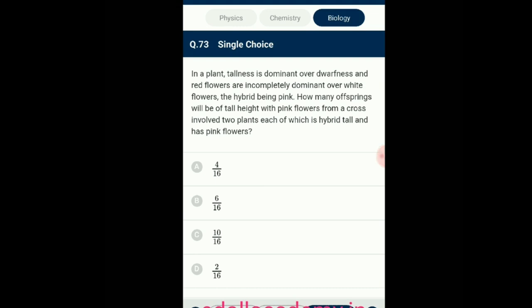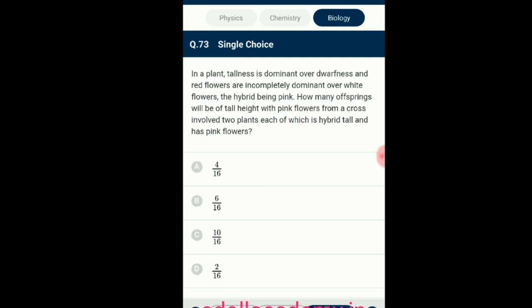Hybrid tall, capital T small t, pink flowers, capital R small r. Hence the cross is between capital T small t, capital R small r and capital T small t, capital R small r. Among the offsprings, only the genotypes capital T capital T, capital R small r and capital T small t, capital R small r are tall and have pink flowers.